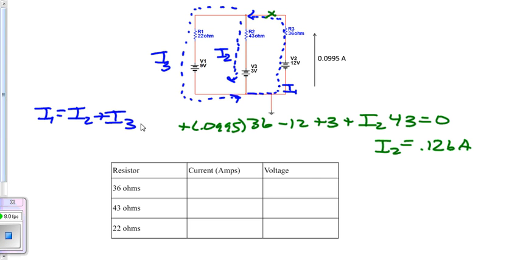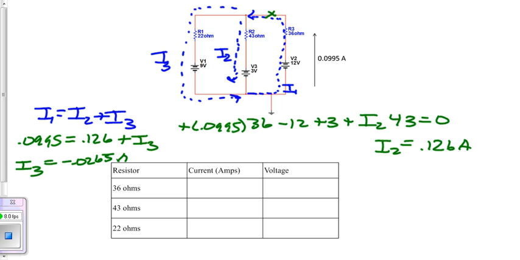Now I go to this equation, so I can solve for I3. I will plug in 0.0995 for I1 equals 0.126 plus I3. And again, I have an equation with only one unknown variable. I can solve for I3. But I3 comes out to be a negative 0.0265 amps. So what that means is my direction chosen in this direction here for I3 is not correct.